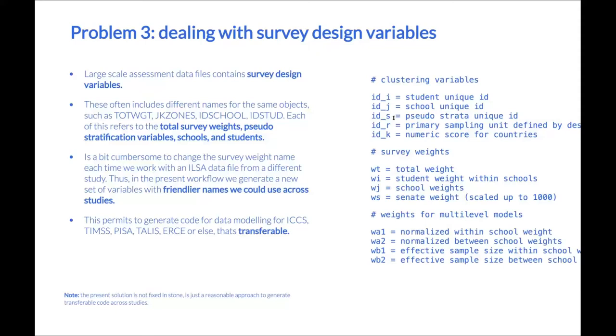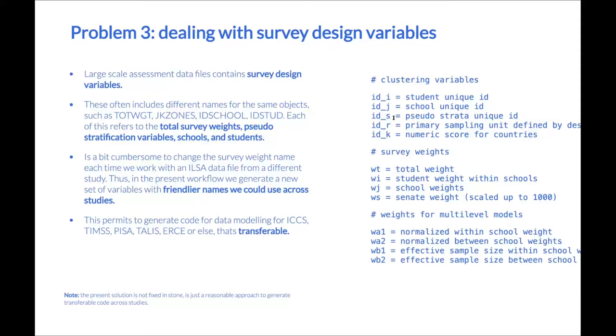The primary sampling unit is the clustering variable that joins together a set of observations that are going to be corrected in a certain way using the survey design. In practical terms, what happens with a few countries that don't have enough cases within a school is that they need to merge them together into a pseudo school.